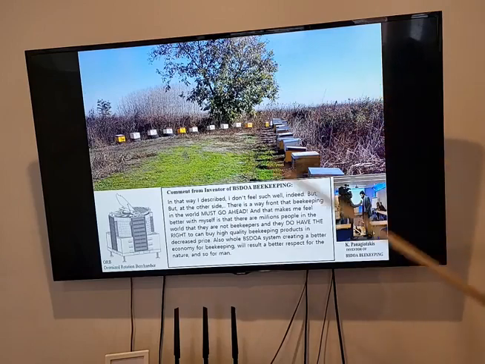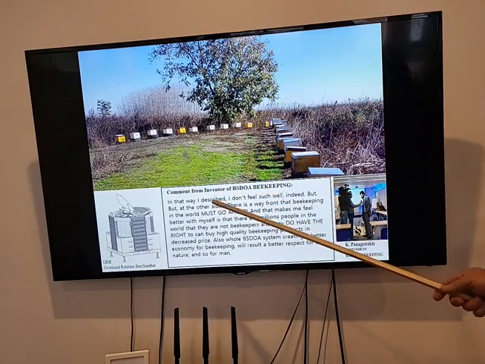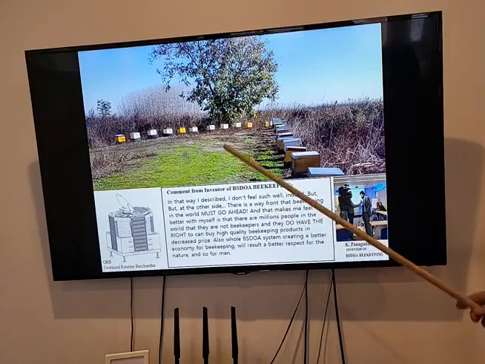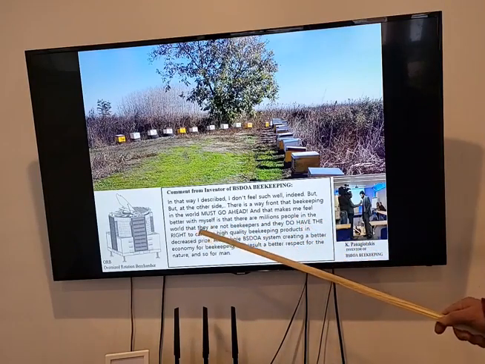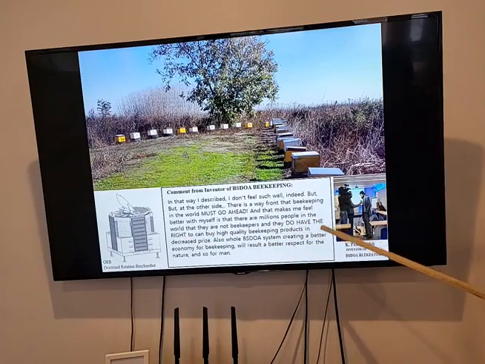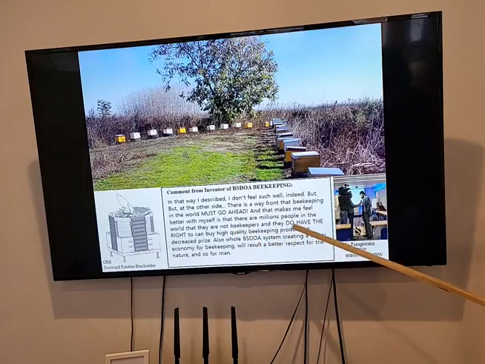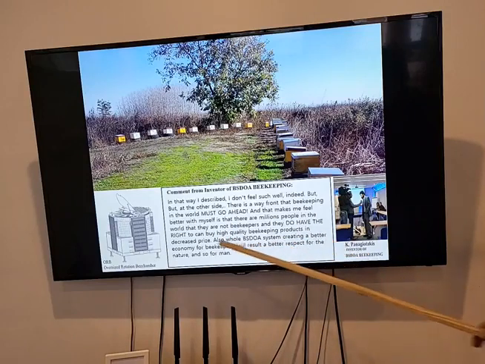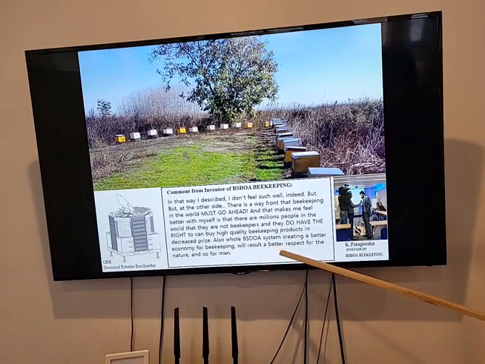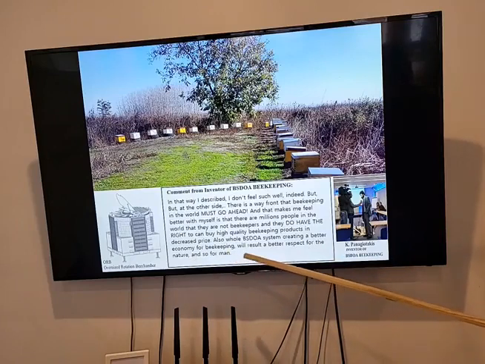The comment is, in the way I described, I don't feel so well, indeed. But on the other side, there is a way forward, that beekeeping in the world must go ahead. And what makes me feel better with myself is that there are millions of people in the world who are not beekeepers, and they have the right to buy high quality beekeeping products at a decreased price. Also, the whole Bsdoa system, creating a better economy for beekeeping, will result in better respect for nature and so for man. If you know English, you understood. If you don't know English, you should learn English.